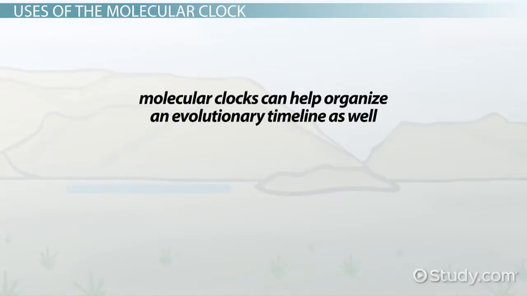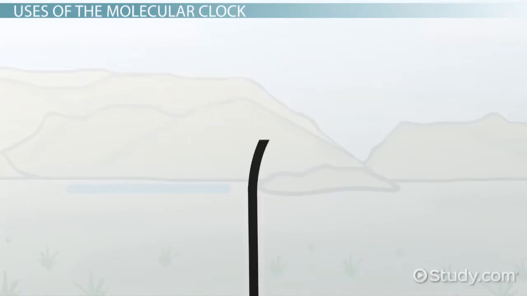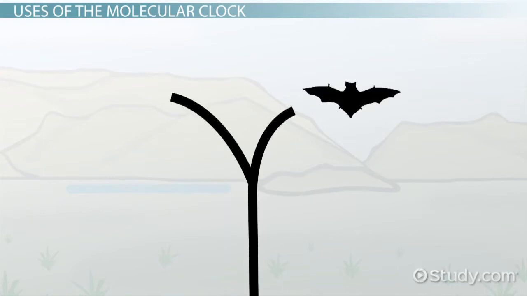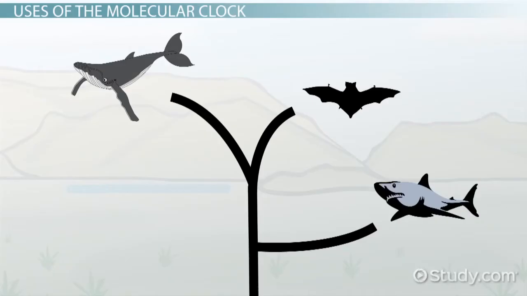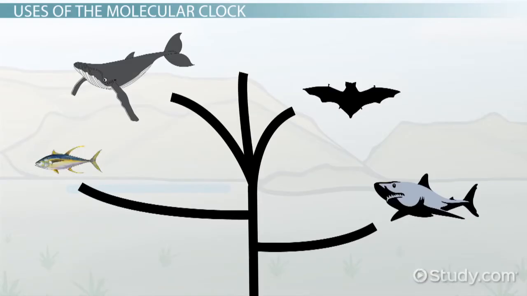Molecular clocks can help organize an evolutionary timeline as well. By comparing genomic data of different organisms, scientists can identify how organisms are related and where they fall in the evolutionary tree of life. For example, they have learned that bats and dolphins are actually more closely related than sharks and tunas. Pretty amazing, huh?